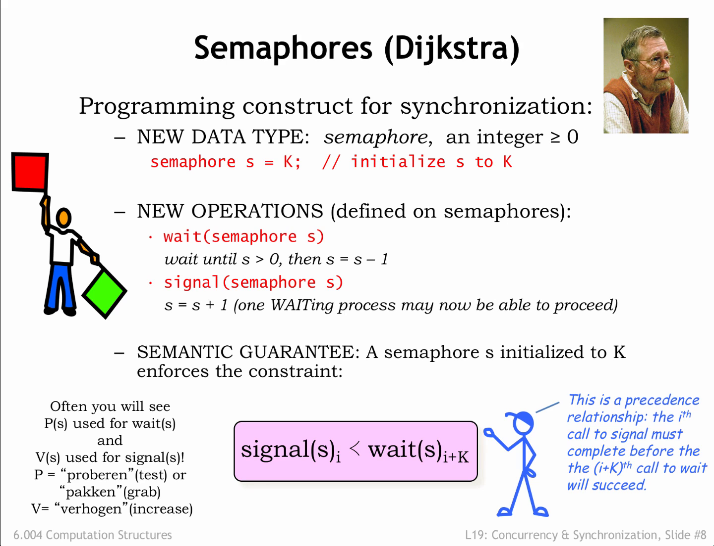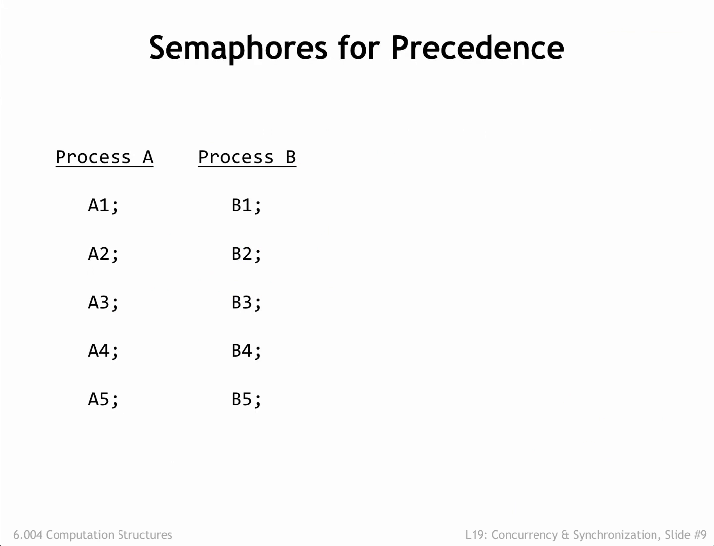Let's see how to use semaphores to implement precedence constraints. Here are two processes, each running a program with 5 statements. Execution proceeds sequentially within each process, so A1 executes before A2, and so on. But there are no constraints on the order of execution between the processes, so statement B1 in process B might be executed before or after any of the statements in process A. Even if A and B are running in a time-shared environment on a single physical processor, execution may switch at any time between processes A and B.